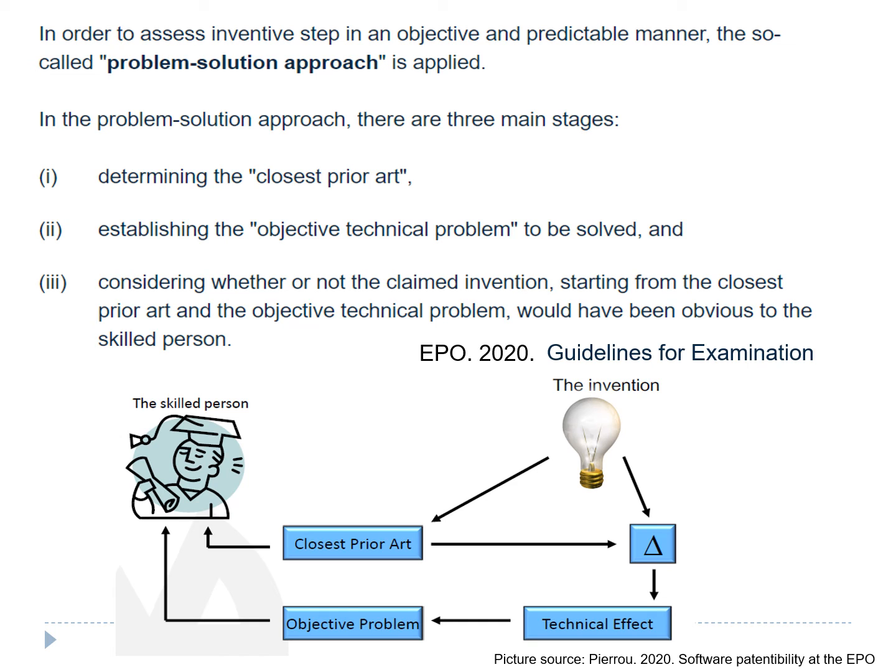So at the EPO, the examiners are taught to use the so-called problem-solution approach. And there are basically 3 steps or stages to it. First you need to look at the invention. Then you need to find the closest prior art, which can be another patent, could also be something else, a publication, a product that is already sold on the market.